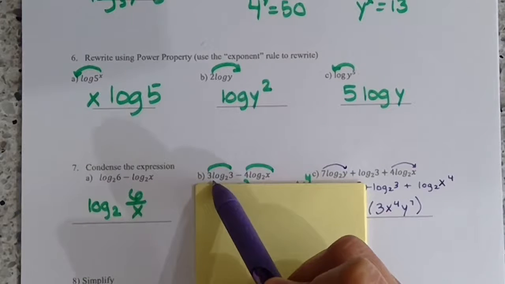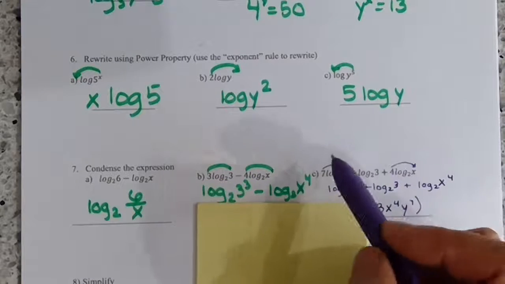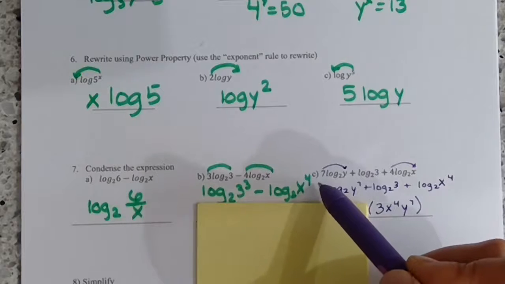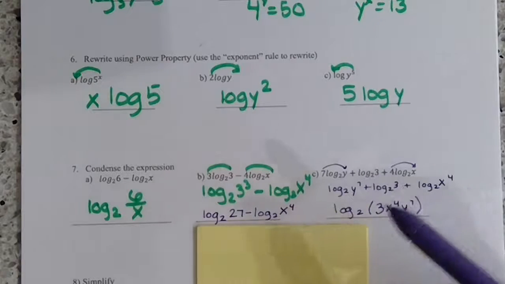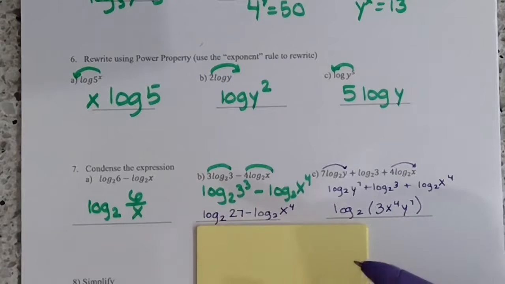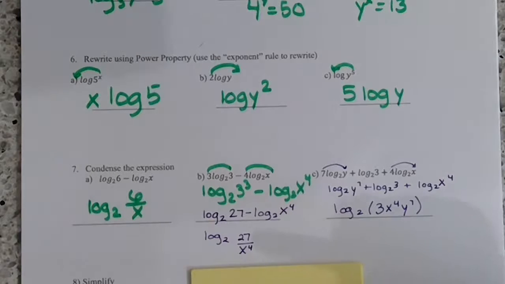This next problem, first thing you're going to do is bring your exponent backwards. So this is log base 2, 3 cubed minus, bring the exponent back up, log base 2, x to the 4th. Simplify that. So you get log base 2 of 27. And then this is still subtraction. So subtraction, you're going to just rewrite it as a division problem.